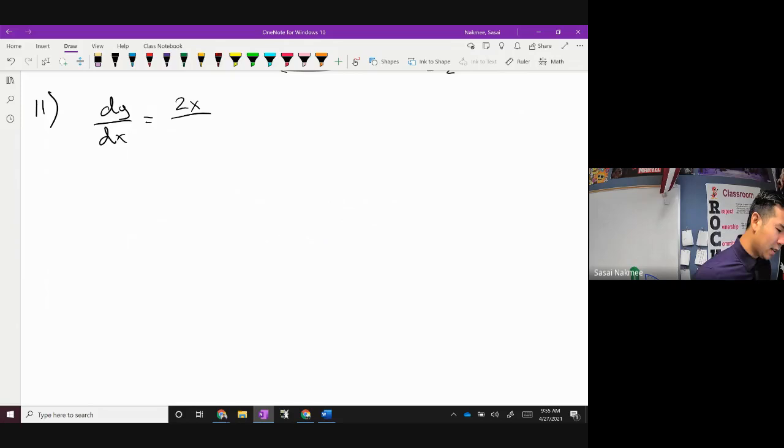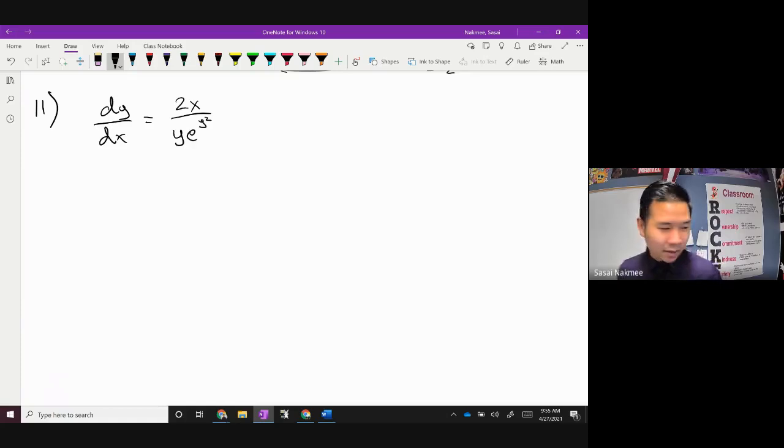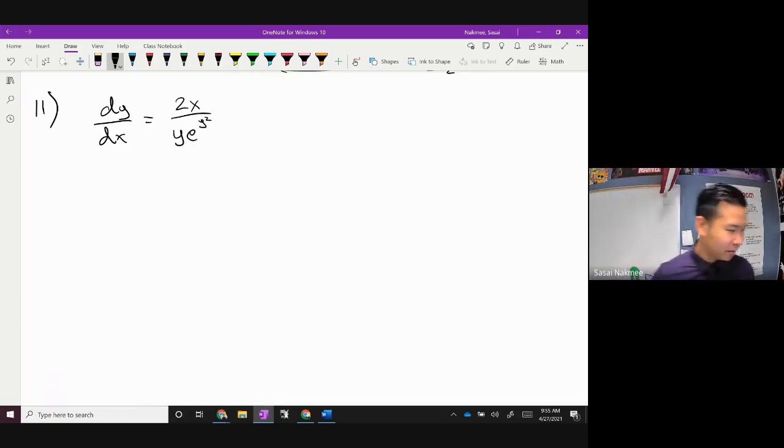Yeah, let's write that again. So I'm going to write this out as y times e to the y squared. There we go. We'll go with that one. So here's our differential equation, right?